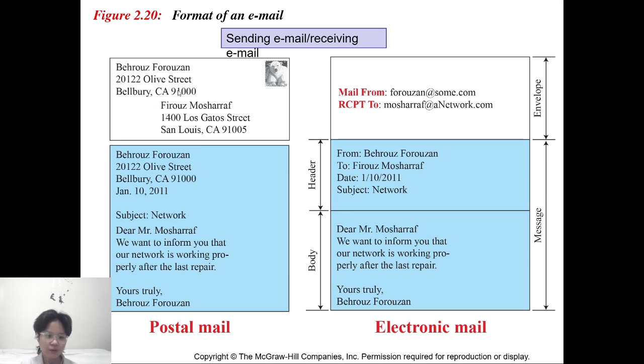For postal mail, we have an address, a subject or topic, to someone and from someone. But for electronic mail, we have an envelope, a header, and a body, and the header and body are the message for someone.